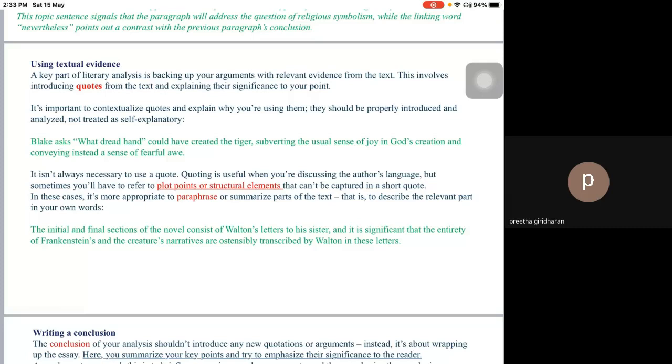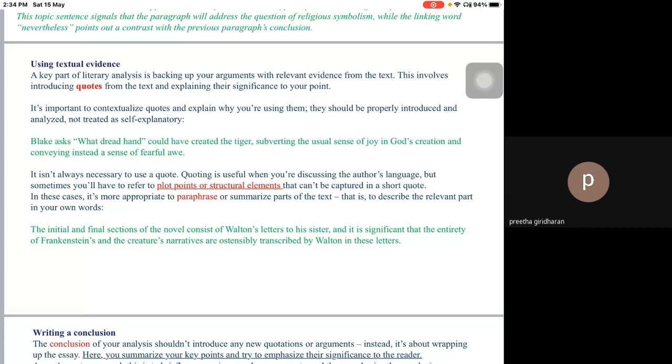In these cases, what we do is paraphrase or summarize parts of the text. That is to describe the relevant part in our own words. An example here is, the initial and final sections of the novel consist of Walton's letters to his sister. It's significant that the entirety of Frankenstein's and the creature's narratives are ostensibly transcribed by Walton in these letters. So here we are talking about different sections of the novel, but we are not going to be using the entire section because it's impossible to do that. It's too much, and it's not a feasible thing. So we paraphrase it or we summarize it in our own words.